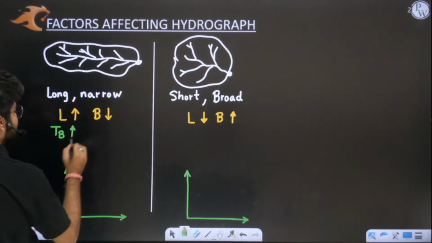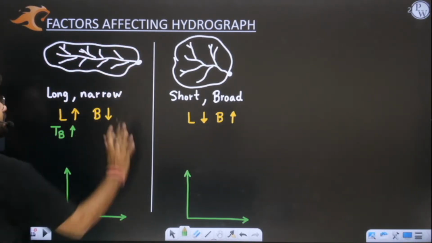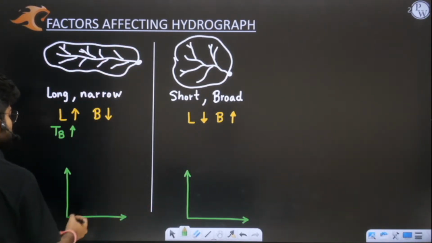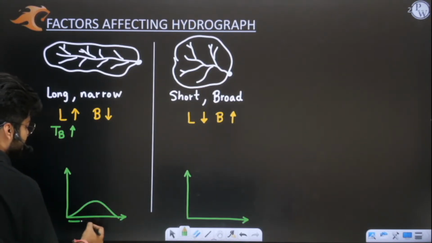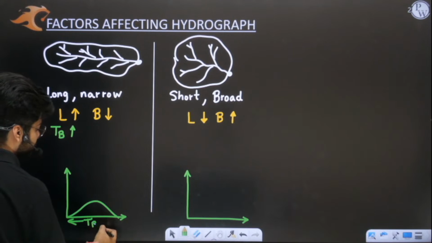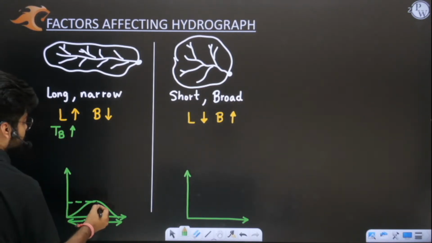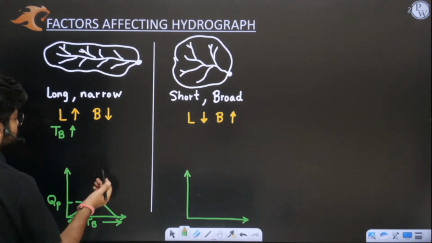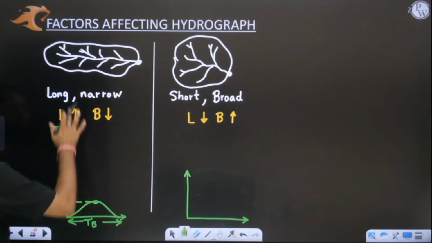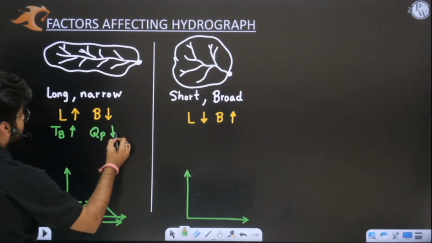And since base time is more, you need to understand water will reach the outlet slowly. It will take too much time. So the base time will be more. You will see the graph is like this, where we have more base time and lesser peak. Discharge will be low because water will reach slowly. So in this case, I will have lesser peak discharge.